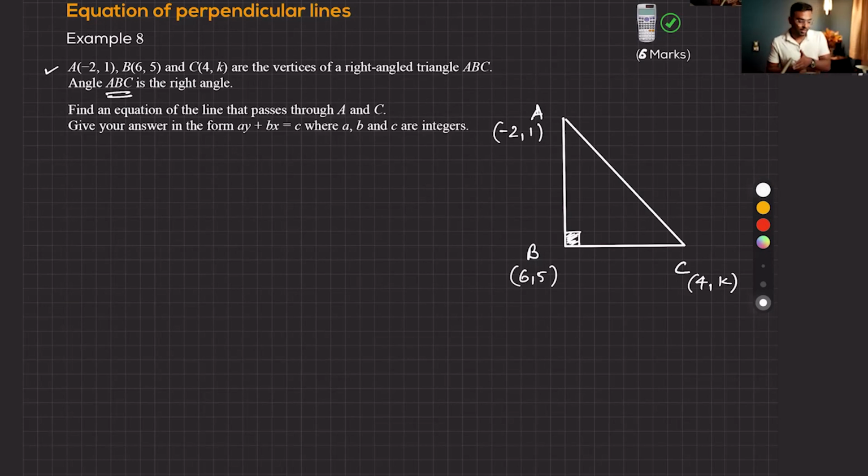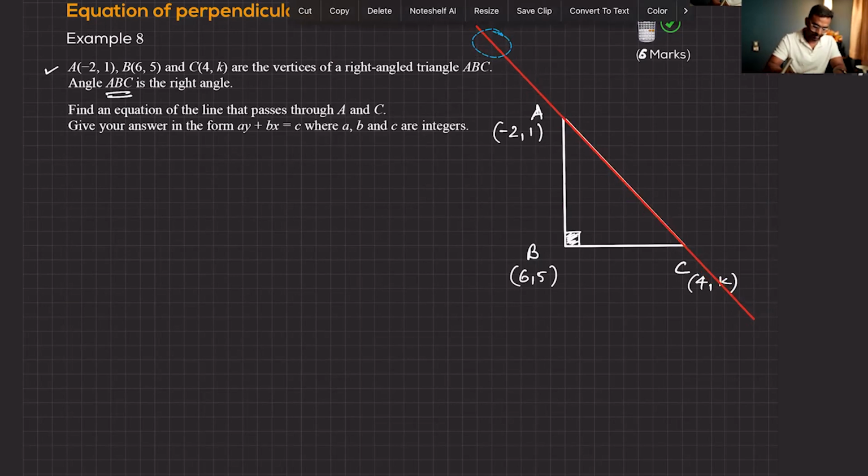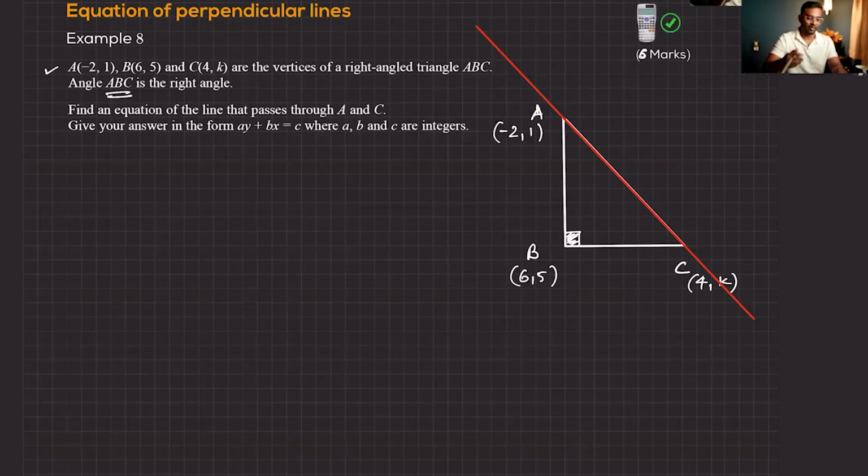Find an equation of the line that passes through AC. So there is a line that is passing like this. That's passing through AC. One sec. We've got to find the equation of this red line and put it in that format. Are you guys there? There's no chats coming through. Okay. What should we do? How would you find the equation of this line? How many of you would struggle with this?